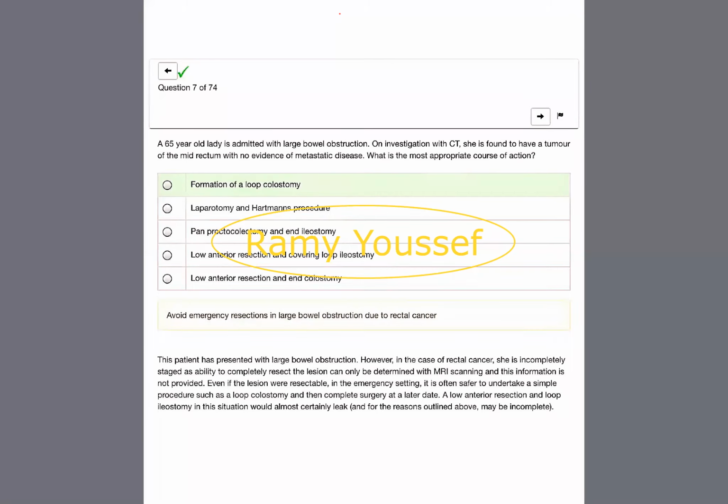In case of the rectum, no, I can't remove the mass, so I'll go for defunctioning, or I'll go for a loop colostomy for relief of obstruction, and then start to complete my investigations.